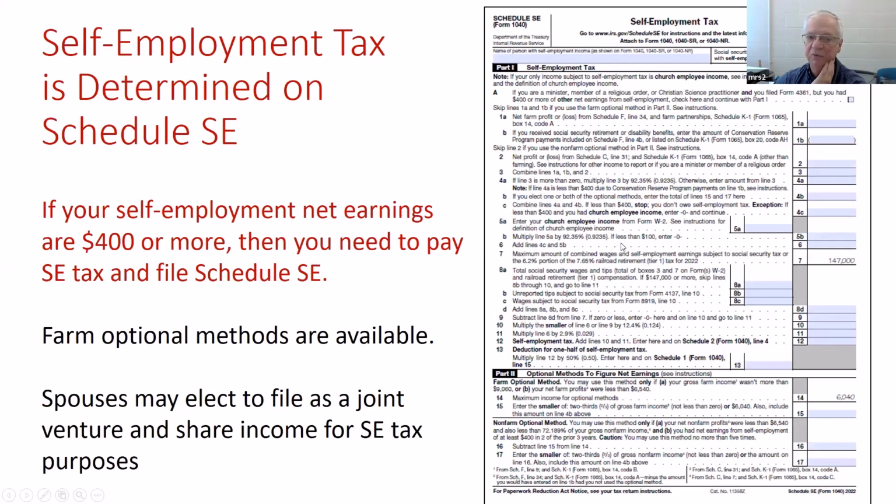Self-employment tax, this is where you have to put your self-employment earnings on a self-employment tax form, and you're required to file this form if your net earnings are $400 or more. If you have no net earnings or they're less than $400, you do not have to use this form, and you do not have to calculate SE tax.